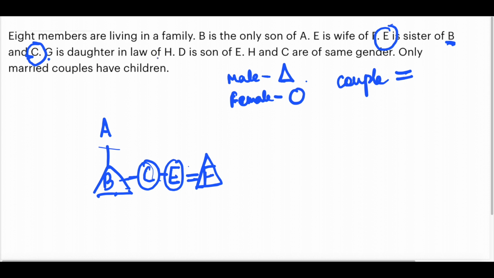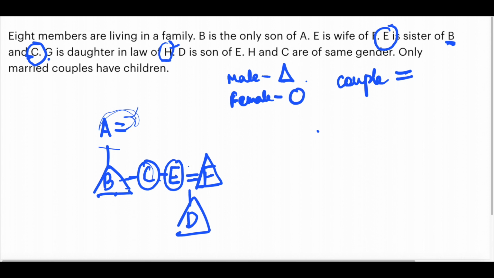G is the daughter-in-law of H. D is the son of E. So D is the son of E. H and C are of the same gender, which means H is a female because C is also a female. Only married couples have children. So here this means there is someone with A. So who is with A? Only one is missing, that is H.